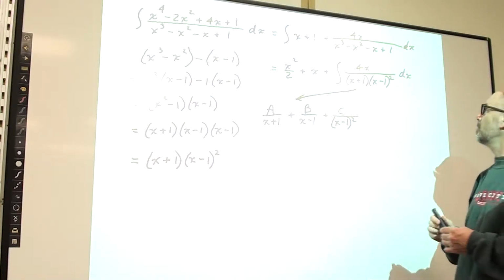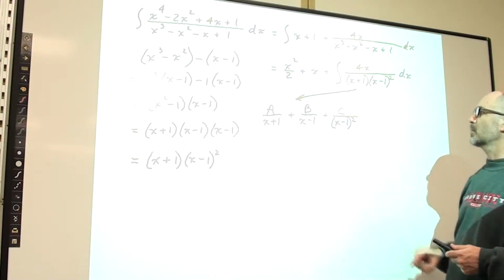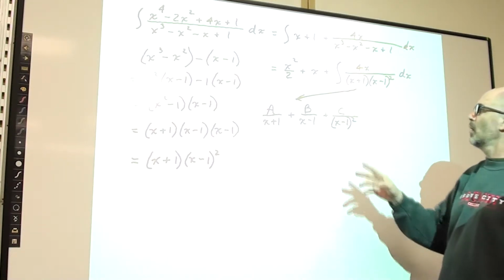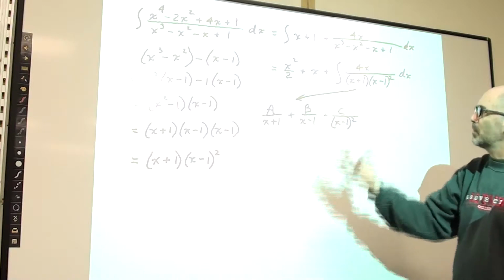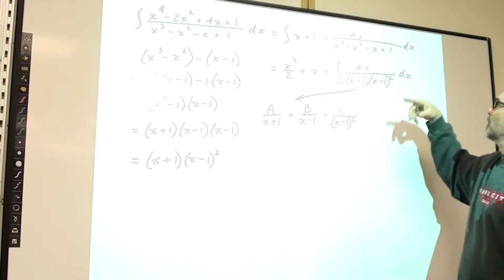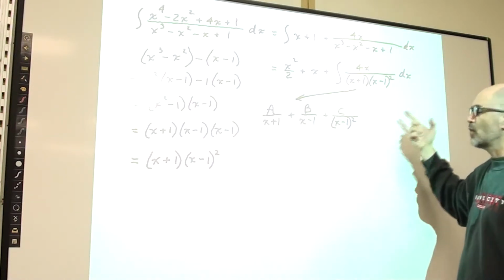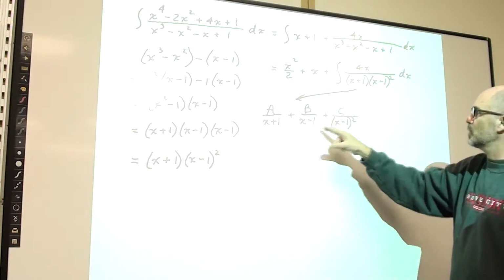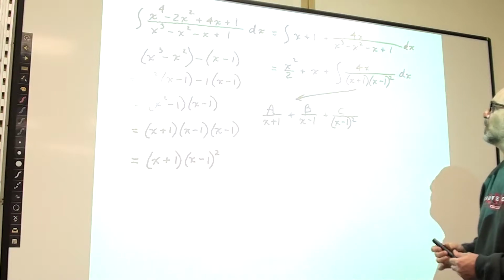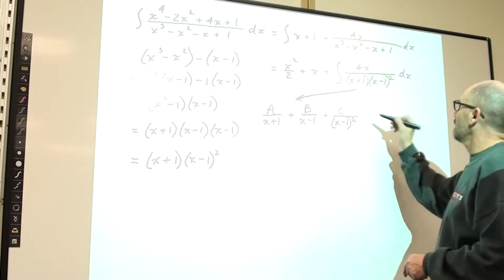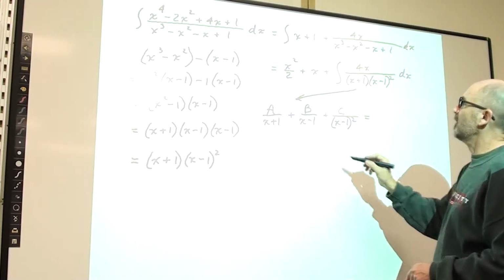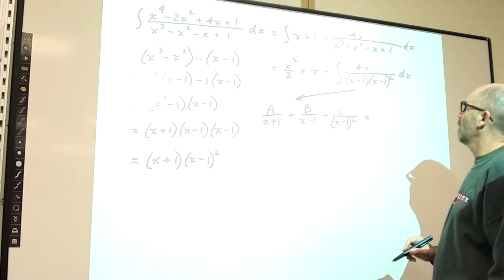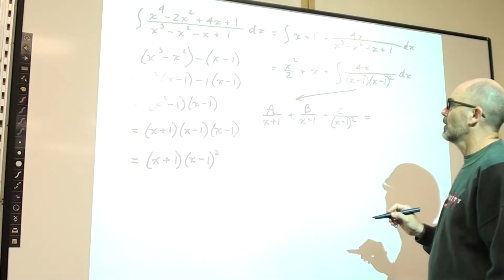So notice we had to build our way up to the x minus 1 squared. If there had been an x plus 1 squared in there, we'd have had to go a over x plus 1 plus b over x plus 1 squared, and then plus c over x minus 1 plus d over x minus 1 squared. So anytime you have a repeat pattern, you have to build your way up to it. So now we realize that this thing has to equal what we started with, so we need our common denominator.